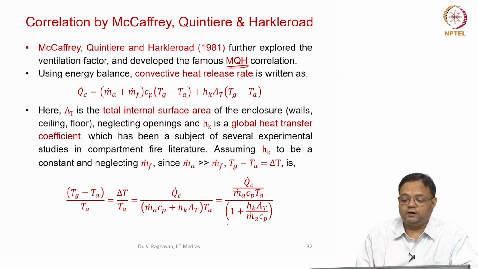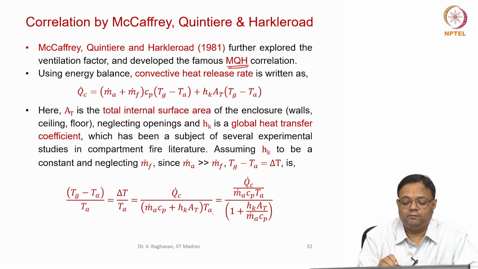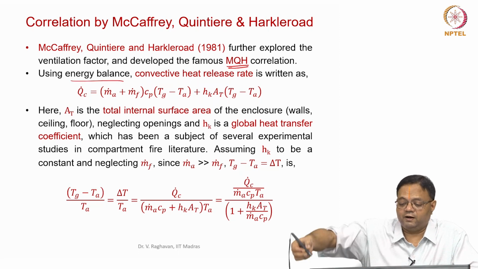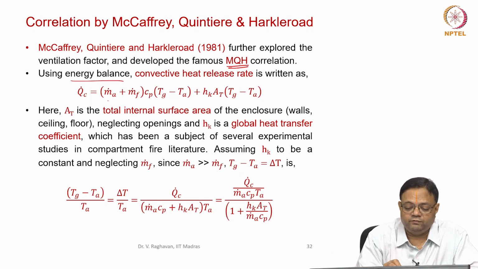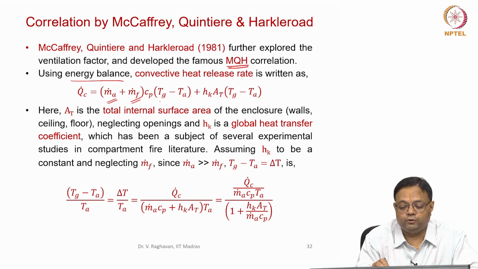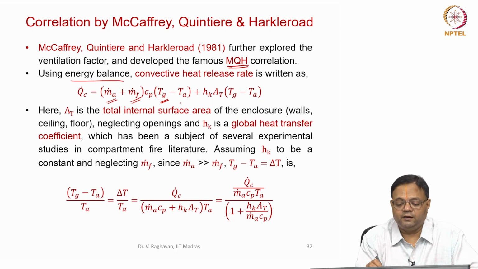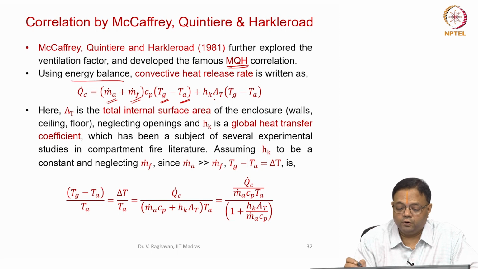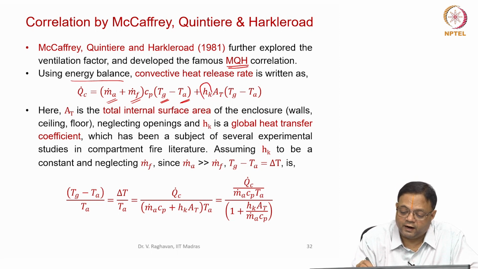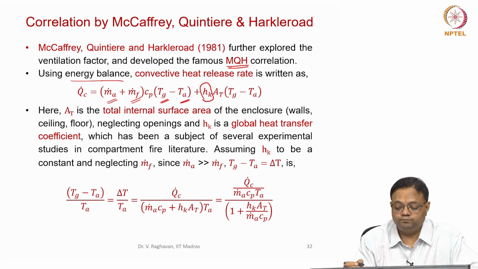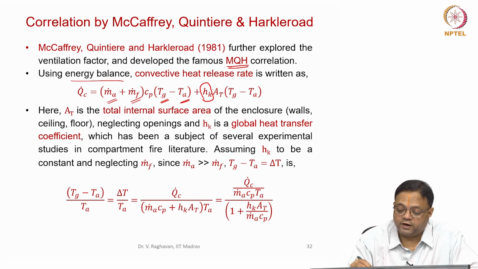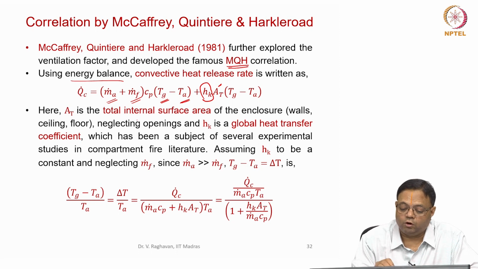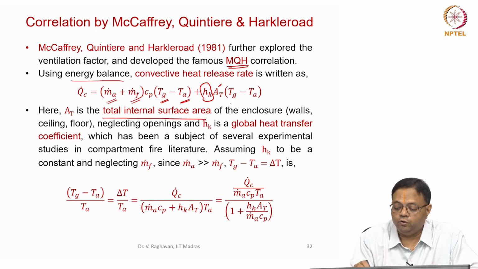Okay, this correlation is formulated by considering energy balance first, where the convective heat release rate was written as the mass flow rate of air plus mass flow rate of fuel into Cp into the hot gas temperature, which is considered to be well mixed, and the ambient air temperature Ta, plus there is an overall or global heat transfer coefficient, Hk into At. At is nothing but the total internal surface area into delta T.